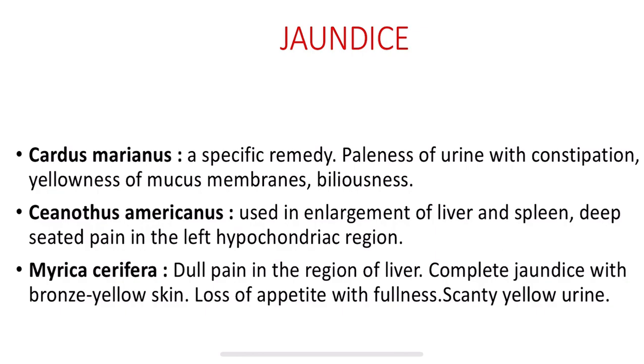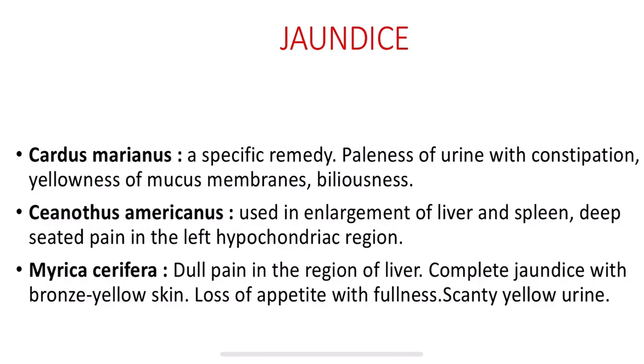Okay, moving on to the next condition, we have jaundice. In jaundice, Carduus marianus is used. Carduus marianus is a specific remedy which is used in jaundice. There is paleness of urine along with constipation, yellowness of the mucous membrane obviously, and also biliousness. Then the next mother tincture is Ceanothus americanus, which is used in the enlargement of liver and spleen. Deep-seated pain is felt in the left hypochondriac region.